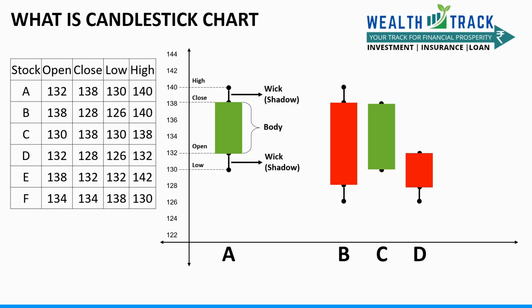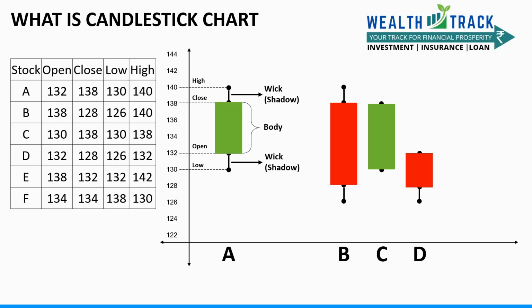But as of now, let's understand why you have an extended shadow or wick on the lower side, and why you did not have an extended shadow or wick on the higher side. The reason is the stock's high, which is 132, is also the opening price 132, whereas the stock's closing price is 128, but the stock's lowest point of the day is 126, hence there is an extended wick or shadow.